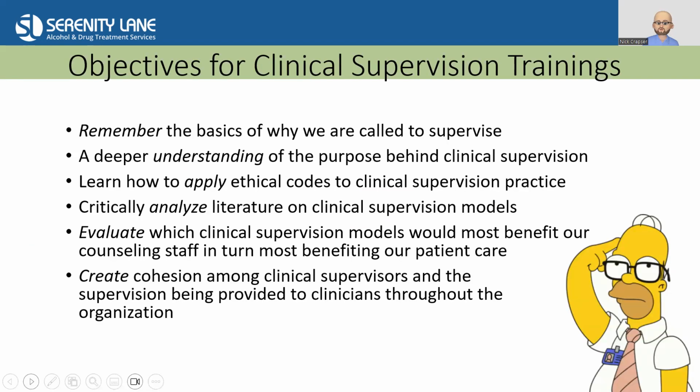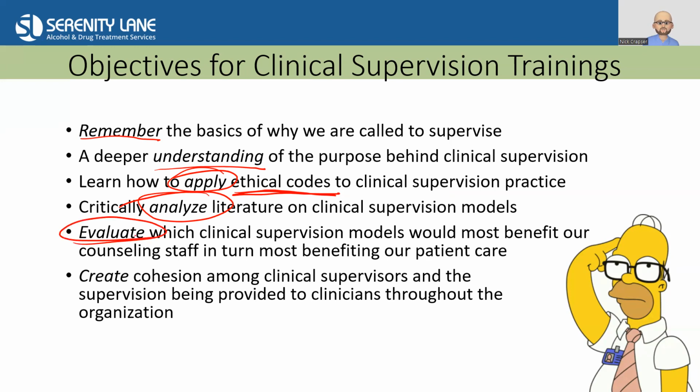These were the objectives for the series of trainings. Objectives for clinical supervision trainings in their total. Want to remember the reasons, the basics of why we were called to supervise. Hopefully we will have developed a better understanding of the job and the purpose behind clinical supervision. Learn how to apply some of the ethical codes to clinical supervision practice. Remember, we went over these ethical codes pretty extensively in our first training. We want to learn how to critically analyze the literature on clinical supervision models, which we went over in part 1 and part 2.